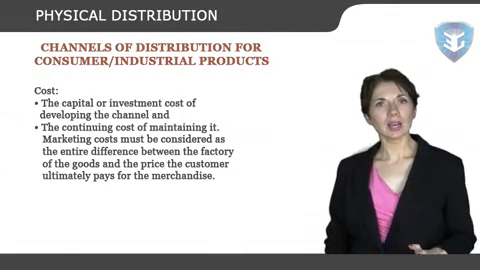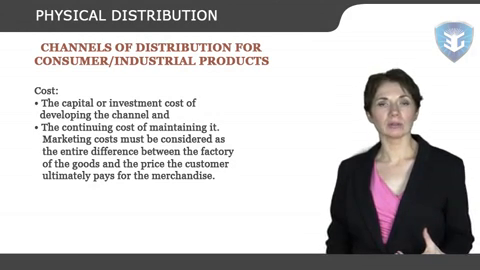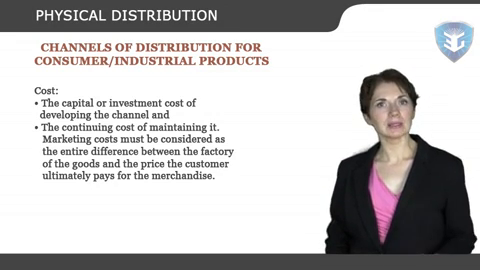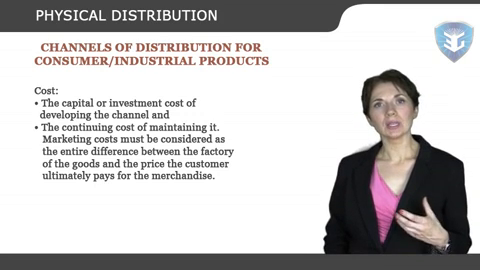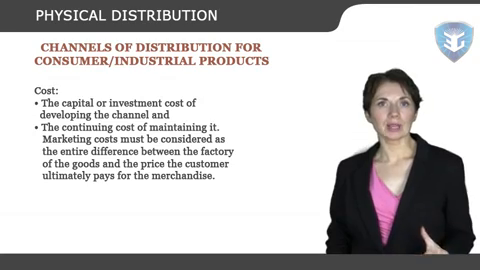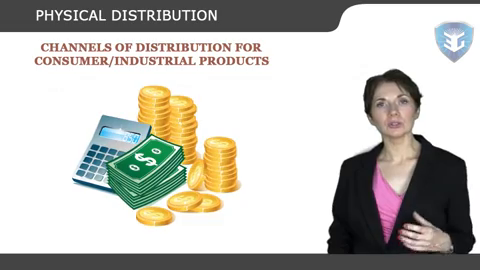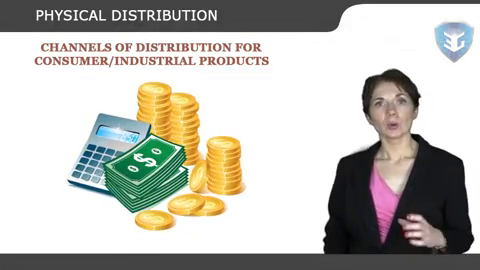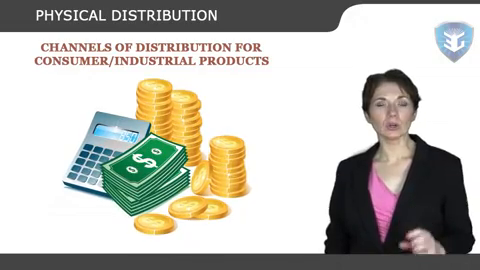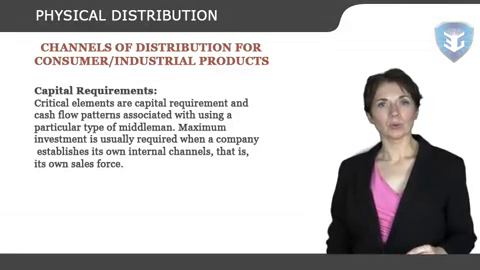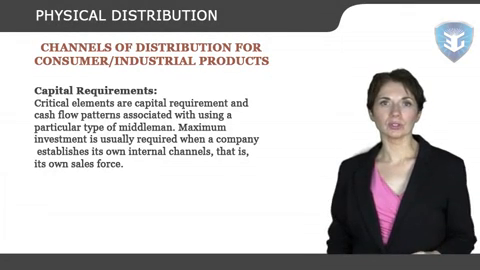Cost. The two kinds of channel costs are the capital or investment cost of developing the channel and the continuing cost of maintaining it. Marketing costs must be considered as the entire difference between the factory of the goods and the price the consumer ultimately pays for the merchandise. The costs of middlemen include transporting and storing the goods, breaking bulk, providing credit and local advertising, sales representatives, and negotiations.